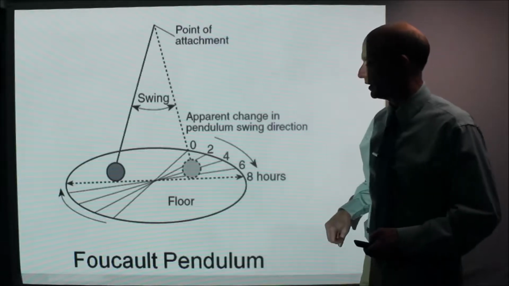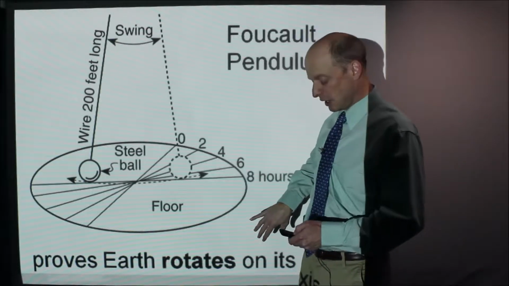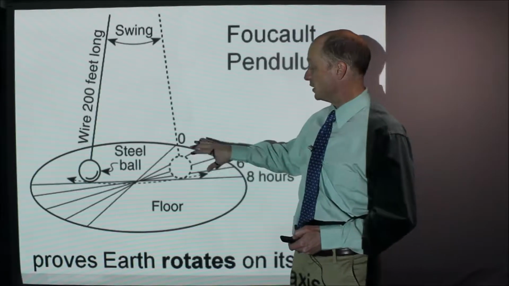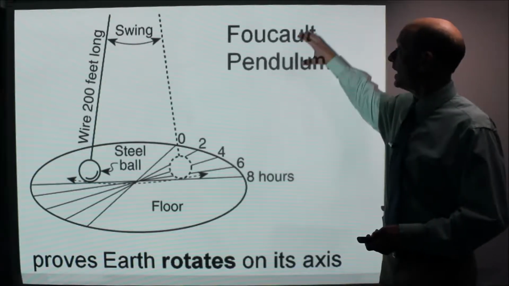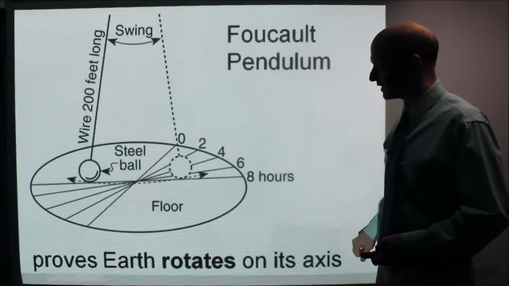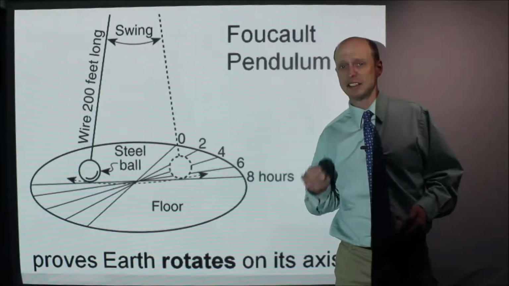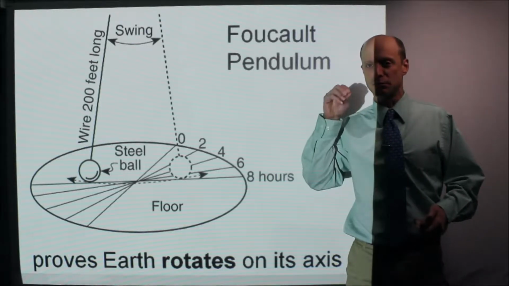There was probably a lot of explanation that goes along with it. Here's a different picture, I believe. Yeah, this is a different picture showing the same thing. And a Foucault pendulum proves that Earth rotates on its axis. This was done in France, and Foucault actually created an experiment that proved it.